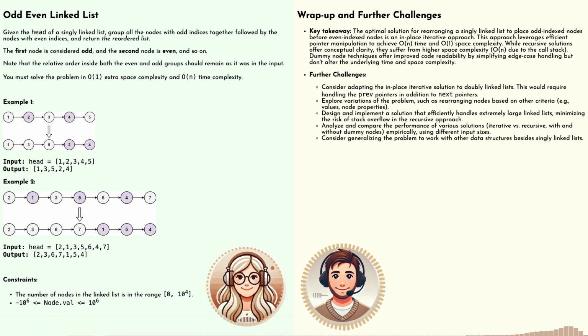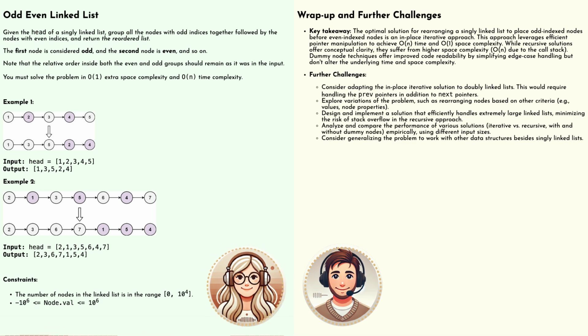Now, I have a challenge for all our listeners out there. Think about what we've learned today and consider how you would implement these solutions in your favorite programming language. Seeing the code in action can really solidify your understanding and help you develop a deeper intuition for how linked lists work. And here's a bonus challenge. What if instead of separating odds and evens, we wanted to rearrange the list based on some other criteria? Maybe separate nodes based on whether their values are positive or negative.